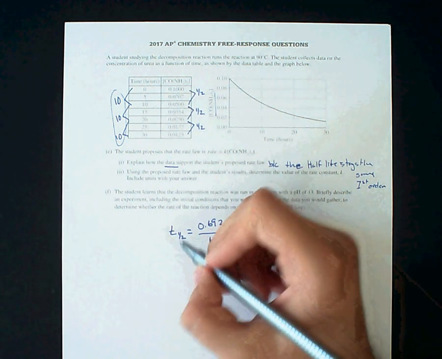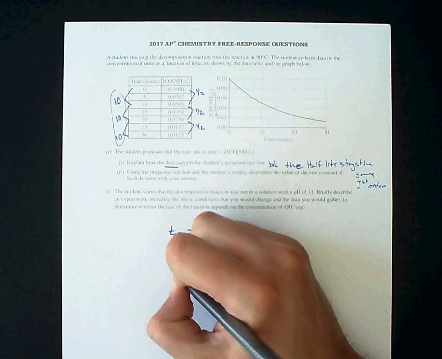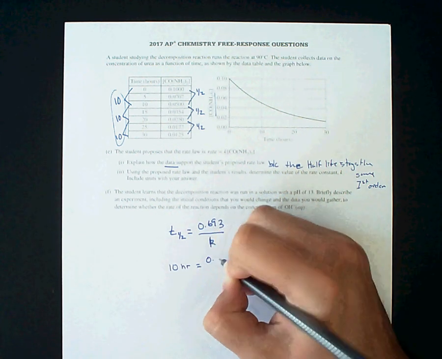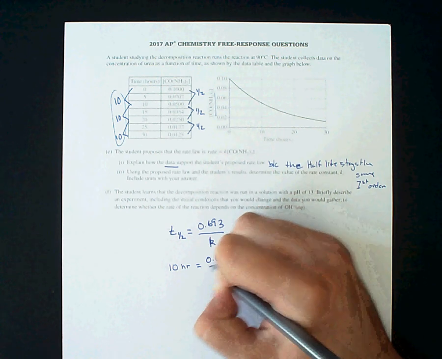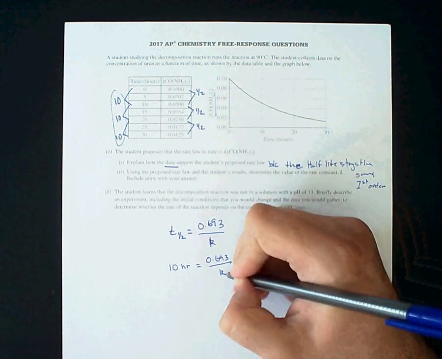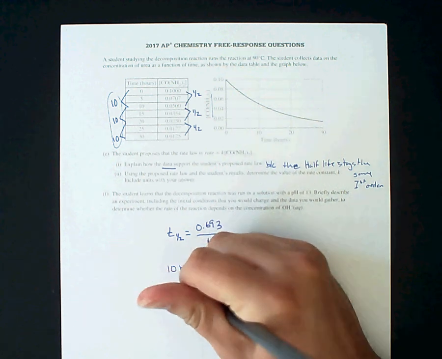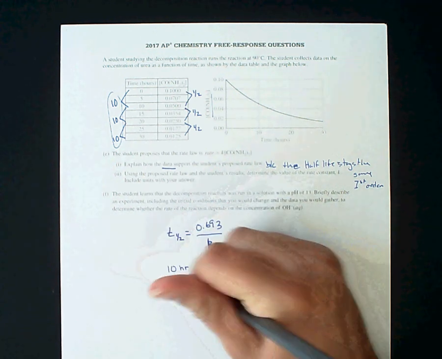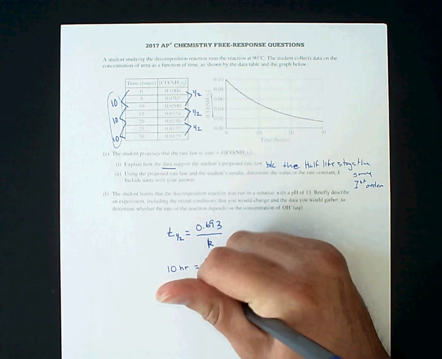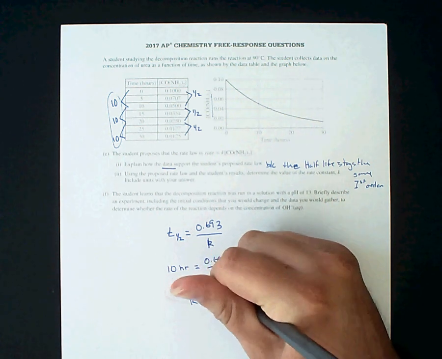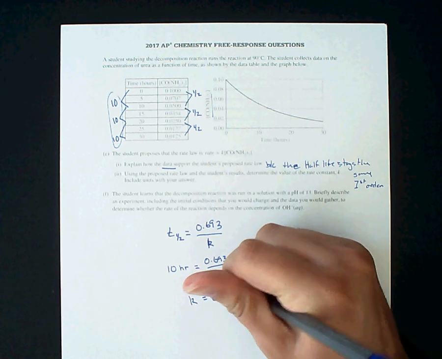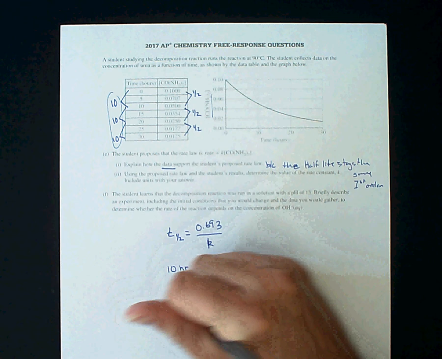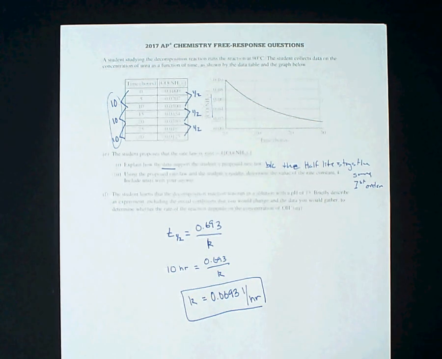All we're going to do now is plug in some numbers and then get our answer. We know that the half-life time is 10 hours, and that's equal to 0.693 over K. So to solve for K, we can just switch those. And so K is going to be equal to 0.693 divided by 10, which is 0.0693, and the units are going to be 1 over hours. And that is your K term.